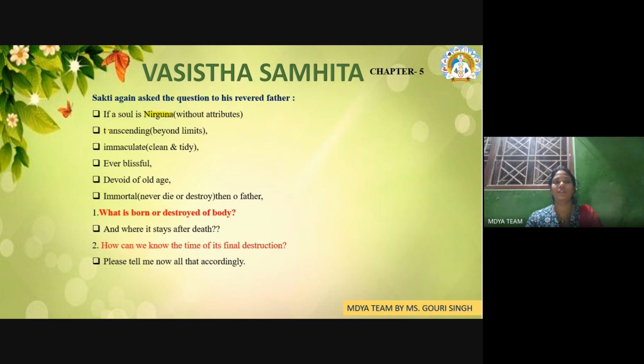without any attribute, beyond any limits, and immaculate means a clean entity, very pure. If the Atma is a clean entity and ever blissful, always in a joyful and happy state, devoid of all ailments, and immortal, meaning it never dies and is never destroyed, then, oh Father, just tell me, what is the reason for the body being born or destroyed? How is it possible that our body dies and takes birth again? And where does it stay after death?